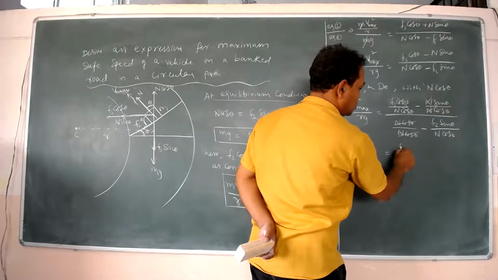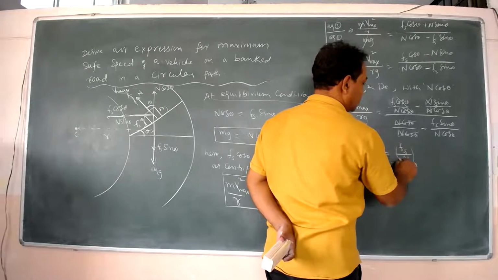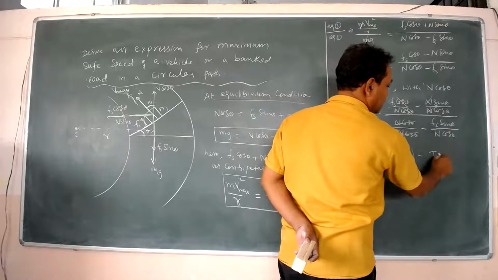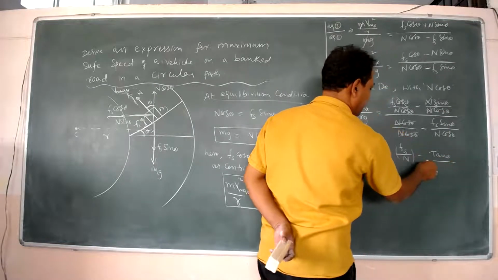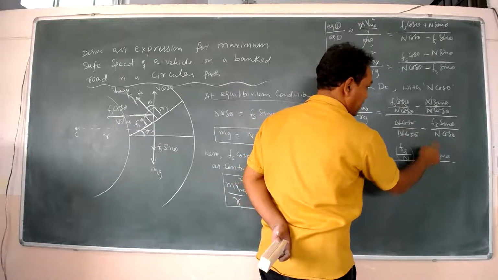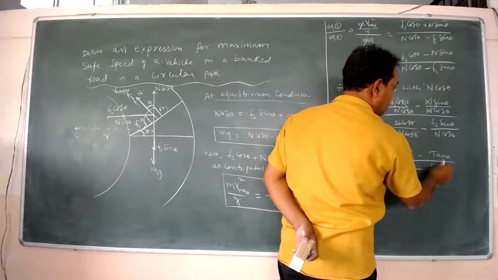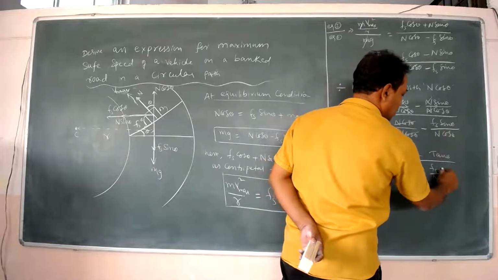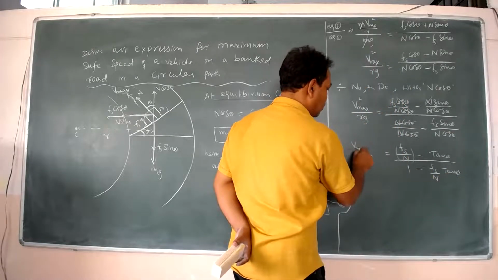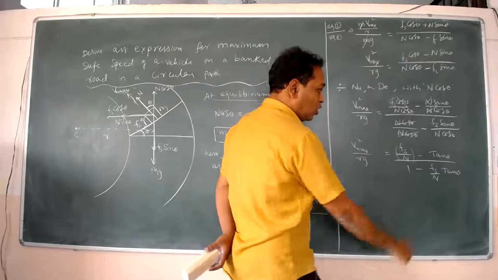What is left here is Fs by N, plus sin by cos, which is tan theta, divided by 1 minus Fs by N times sin by cos, which is tan theta. So therefore we are getting this one. This is V max square by Rg.